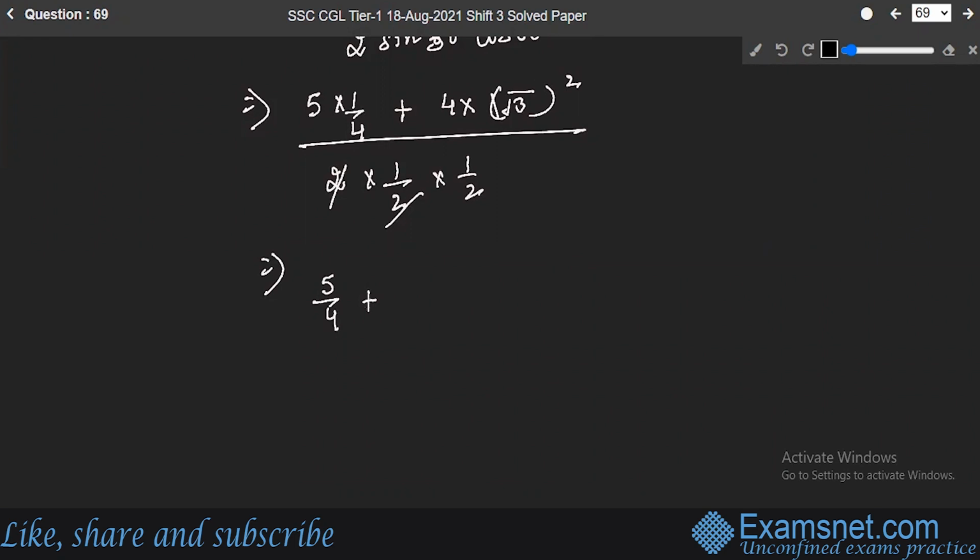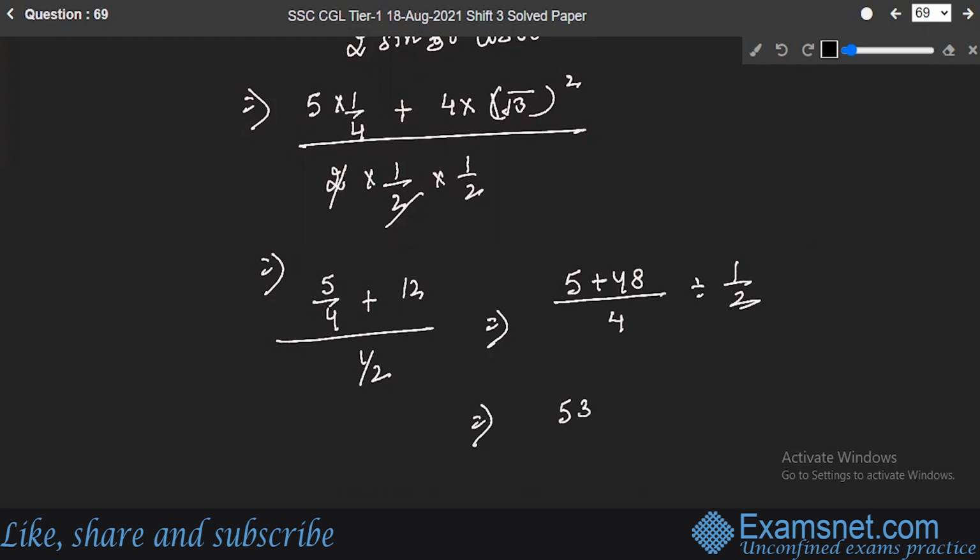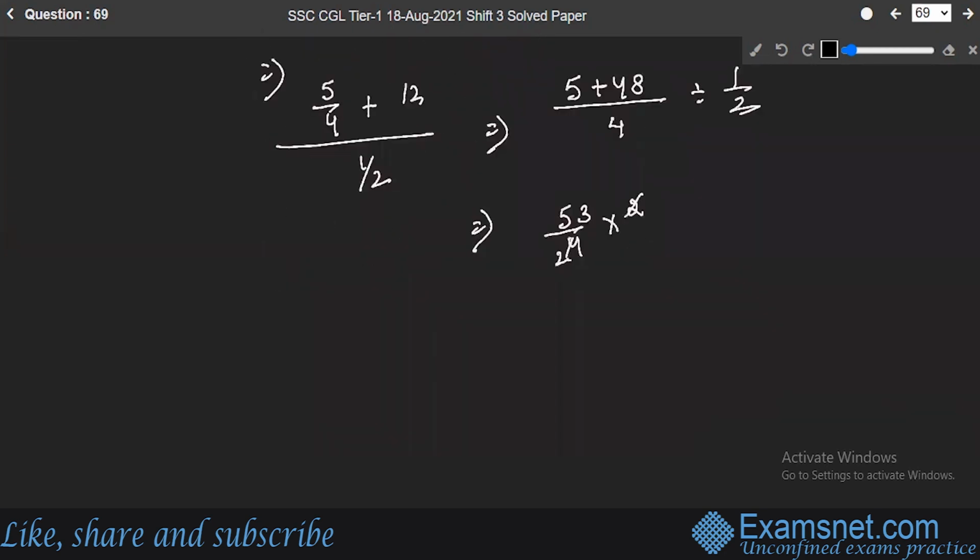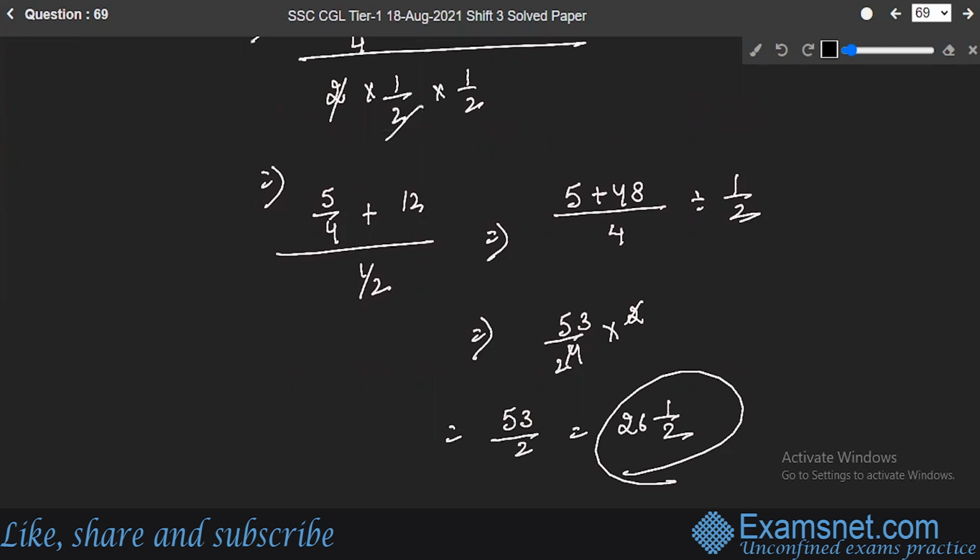plus 4 into root 3 square, which is 3. 4 threes are 12, whole divided by 1 by 2. So this is 5 plus 48 divided by 2, this whole divided by 1 by 2. This is equal to 53 divided by 4 into 2. So this is equal to 53 by 2, which is nothing but 26 and 1 upon 2. So this is your required answer to the question.